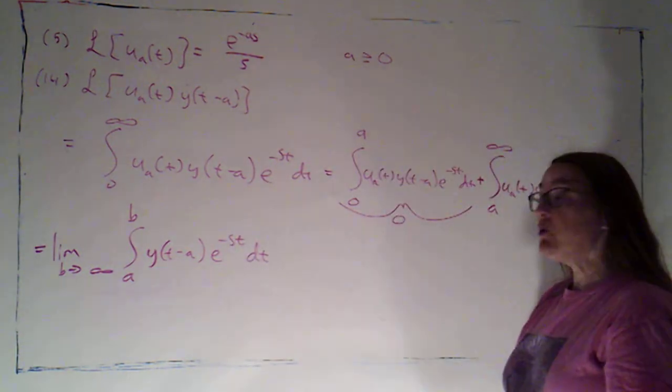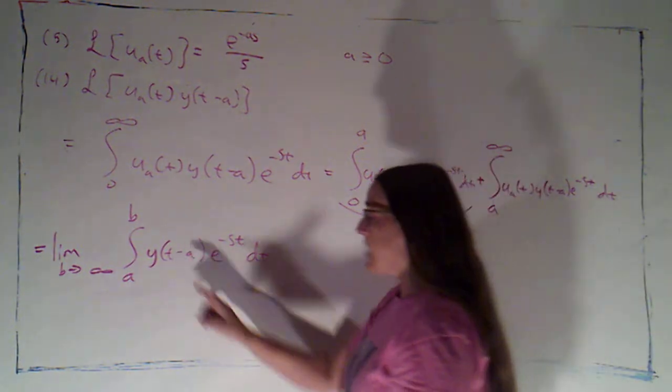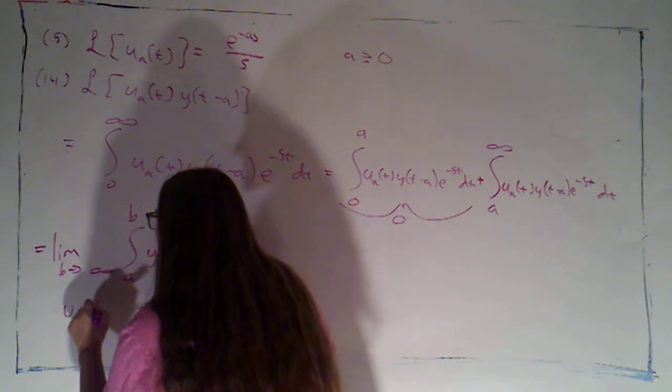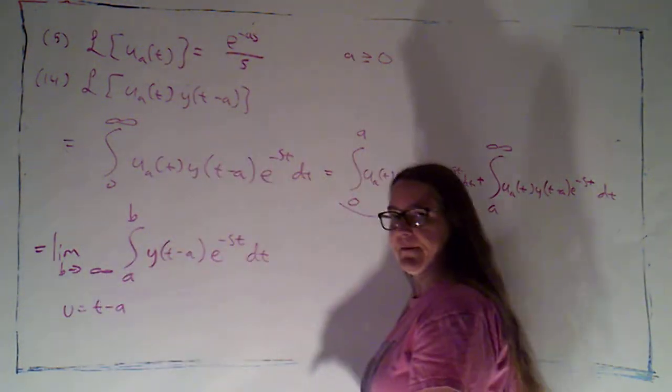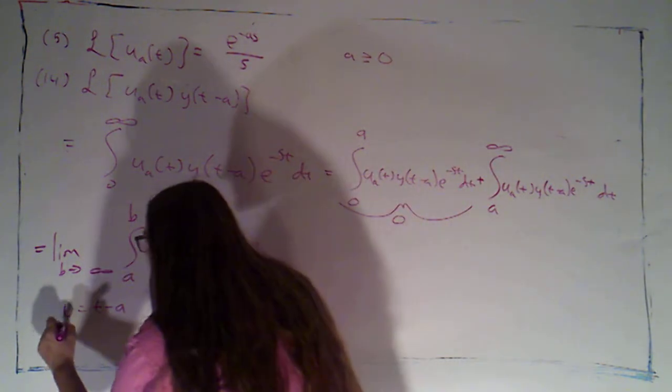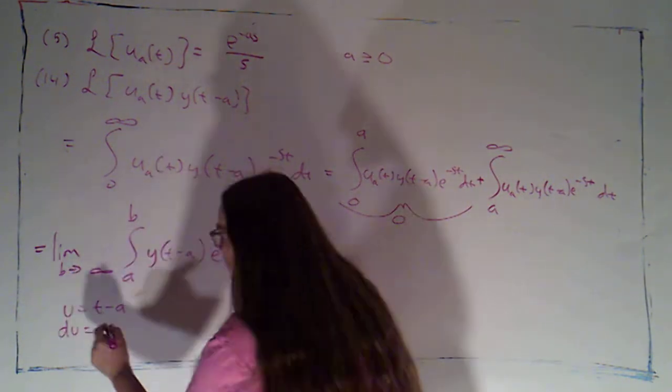I'm going to do a u substitution. I'm going to let u equal t minus a. Then du is just dt.